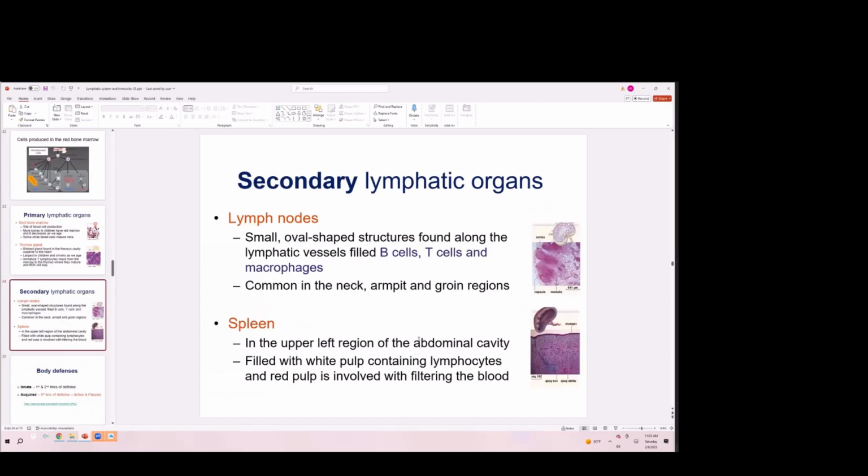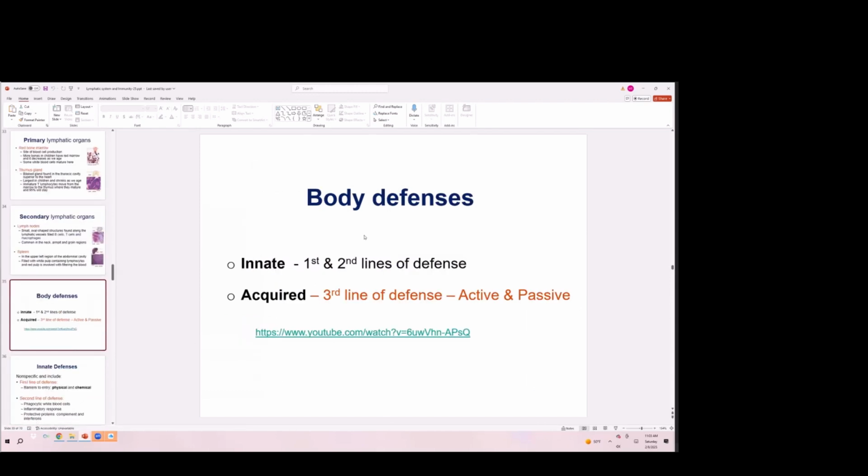Now, I also mentioned the secondary lymphatic organs, the lymph nodes and the spleen, and what they do. Now, let's see what each of these cells does in terms of defending the body, which we can group into a first and second line of defense. We call it innate. We are born with this. We are born with these features to defend ourselves. And then we have acquired. This one is where our cells actually learn, or they need to be presented with something to learn about it and know how to defend against it.